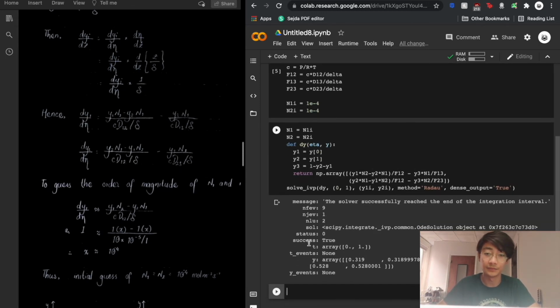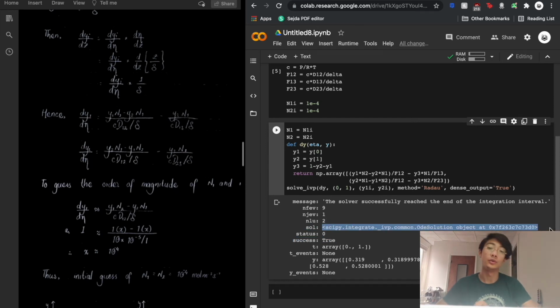It actually gave us a solution, but this isn't exactly what we're looking for. Our solution, according to this message, is right here. What this is giving us is a solution that can be accessed for certain values of eta. So if we want to solve this IVP for an eta of, say, 0, we're going to have to write down a line of code. So let's go ahead and do it.